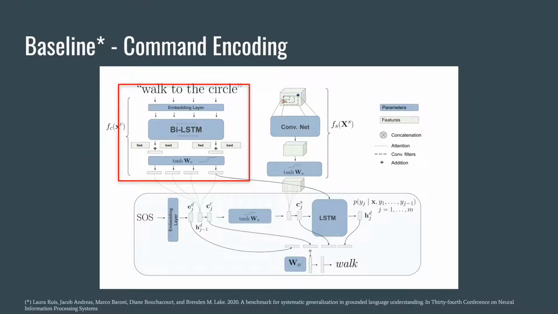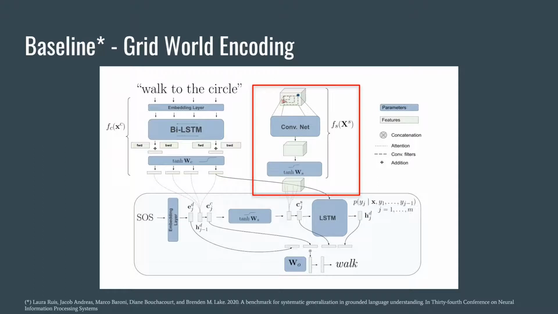At the same time, gSCAN also provides a simple encoder-decoder baseline, and it actually achieves near perfect action token exact match accuracy on the random split test set, which means it can actually learn the training data. At a very high level, the baseline consists of a BiLSTM that is used to encode the natural language information. It consists of a convolutional network that encodes the grid world information.